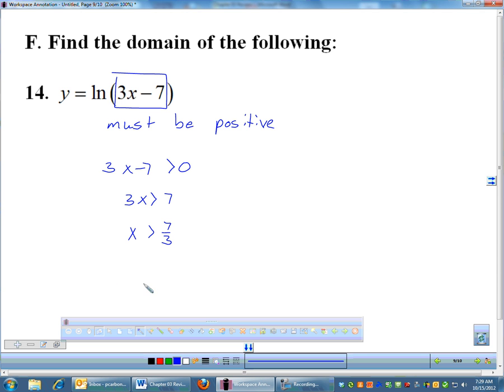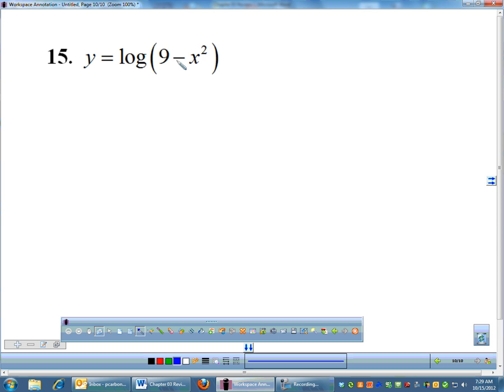I am a fan of interval notation, so that's going to be starting at 7/3. We will not put a bracket because I'm not including it, it's not equal to, and we will go forever to the right towards infinity. So there's x is greater than 7/3. Let's see, I think I had one more in this section. Yeah. Okay, log of 9 minus x squared. Again, the inside must be positive. 9 minus x squared must be positive.